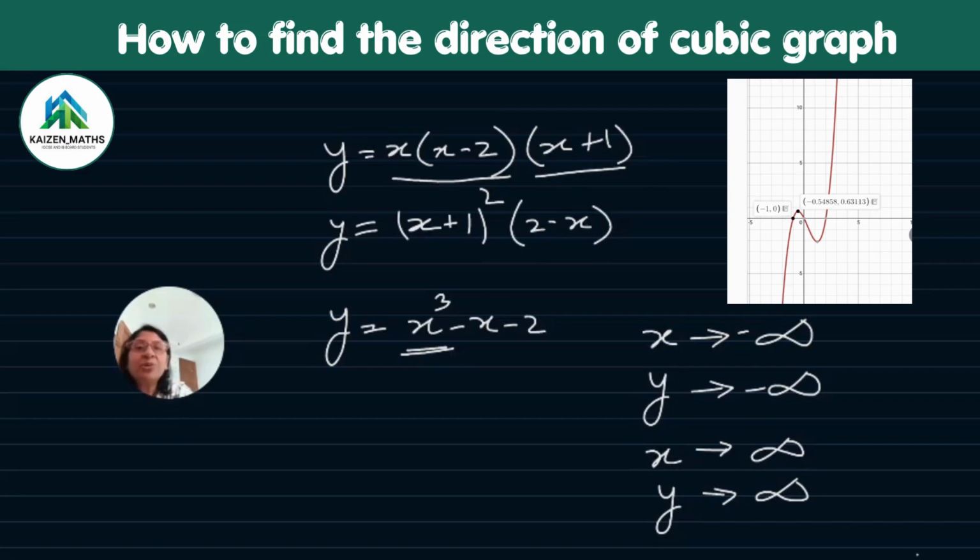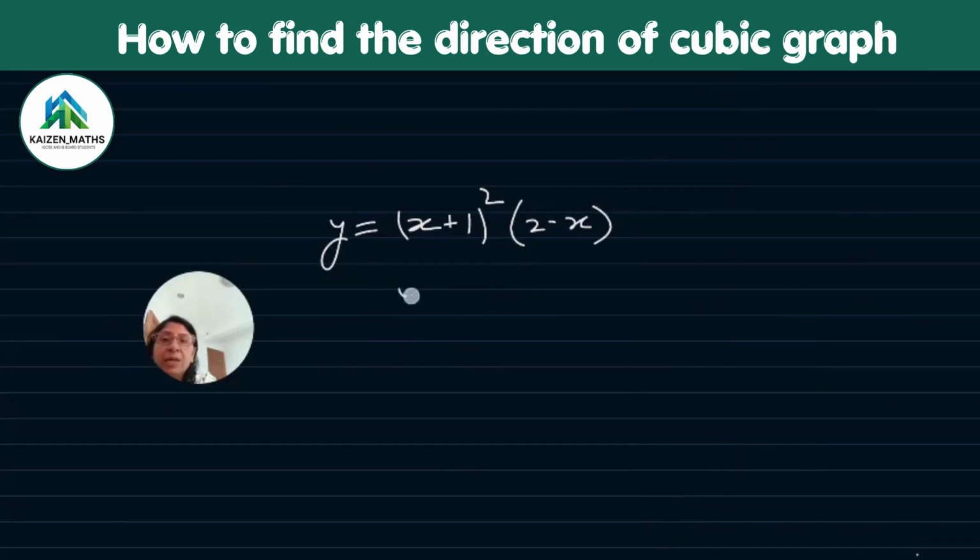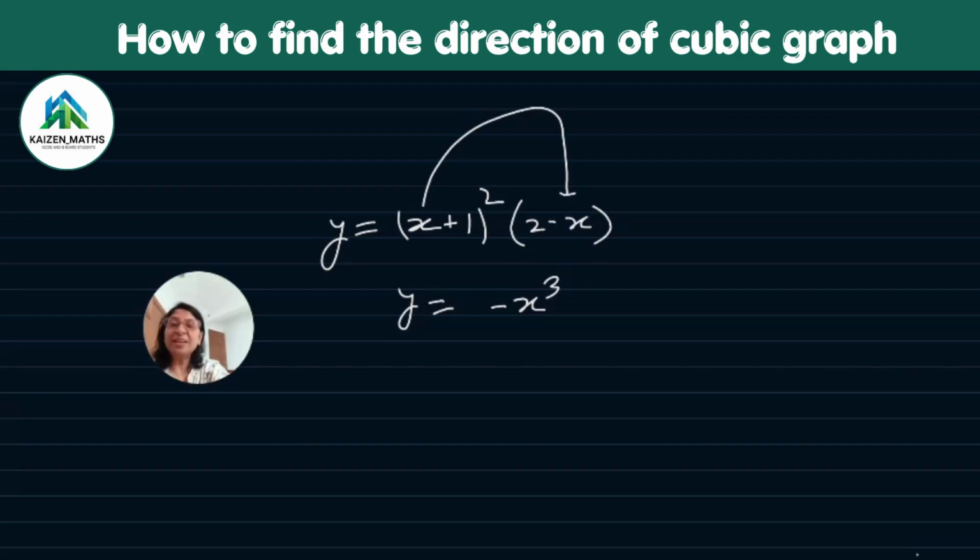Okay, now come to our second equation. If you multiply, our function is going to be negative x cube. Why negative x cube? Because when x square is multiplied with negative, it is going to be negative x cube, right? So here the function will be negative x cube plus 3x plus 2, right?